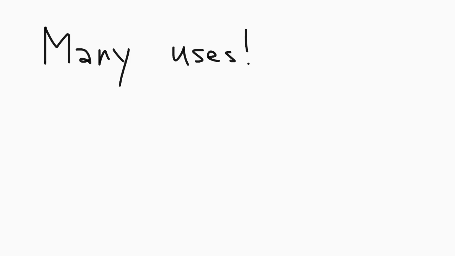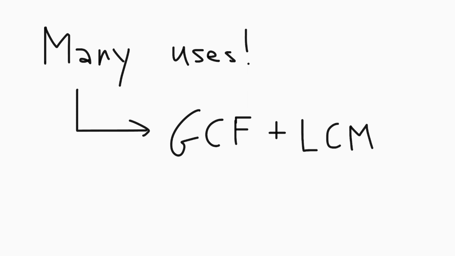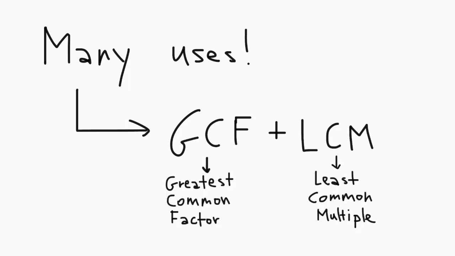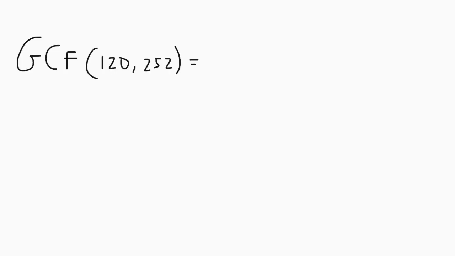There are many reasons why you may want to find the prime factorization of a number, but the most common use of finding the prime factorization is to find the greatest common factor or least common multiple of two or more numbers. First, let's start with finding greatest common factor. We're going to be finding the greatest common factor of 120 and 252. We already know these prime factorizations, so let's write them out here.